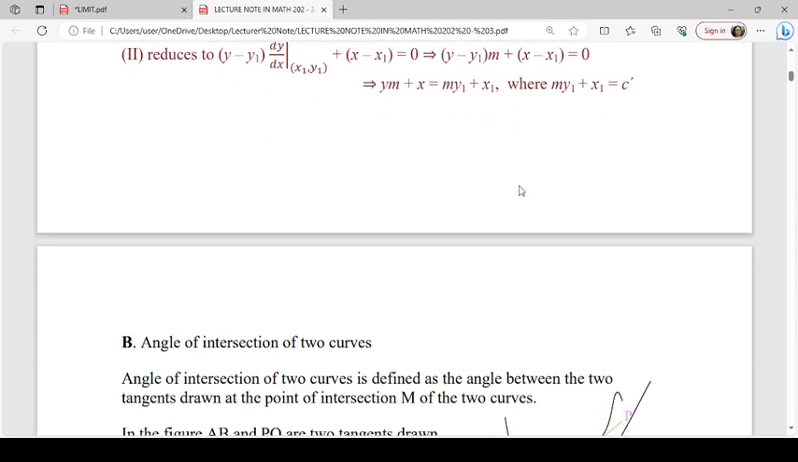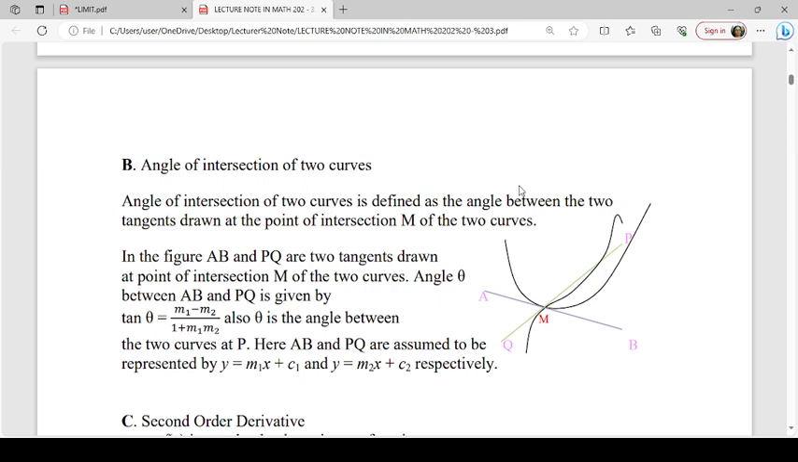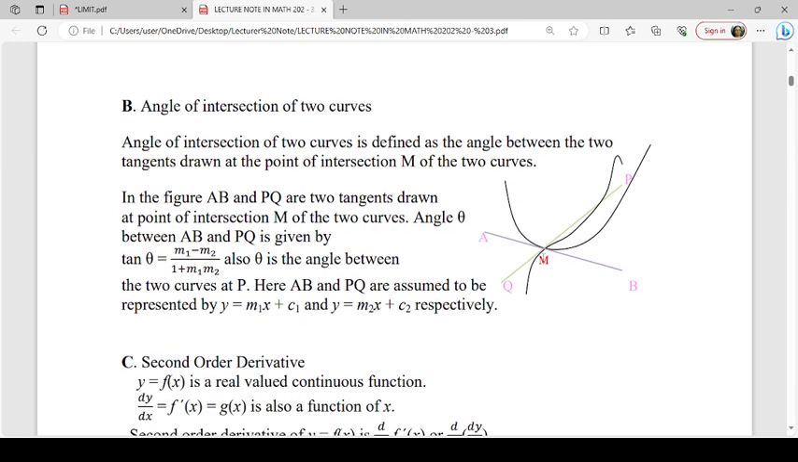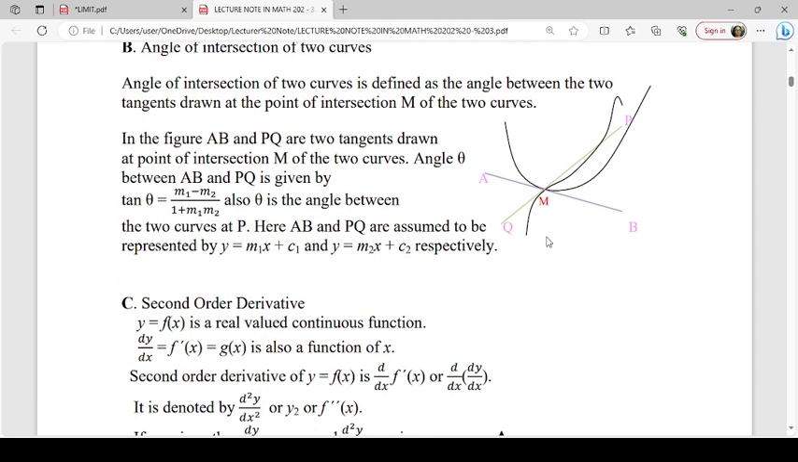So this is then the angle between two curves. To find this angle we need the gradients of the lines, and for the gradients of the lines we must know the derivative at that particular point. So that is why we require it to find the angle between two lines.